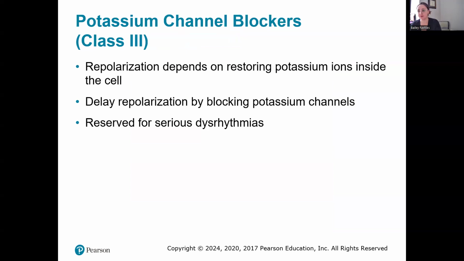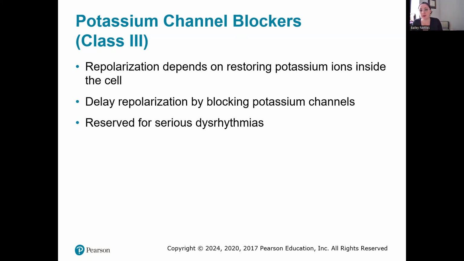All right. So calcium channel blockers. Once again, we should know what this is too because we talked about them. But we're going to talk about one that you probably haven't heard of before. So these help with dysrhythmias by repolarization, which is the relaxation, which depends on the potassium going back inside the cell. So if we delay the relaxation, we block potassium channels.